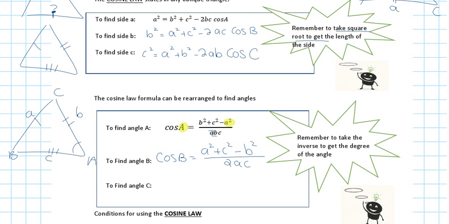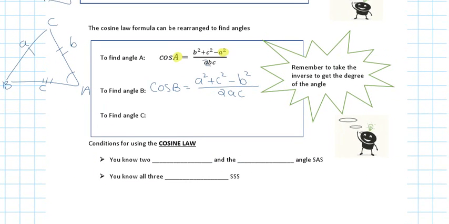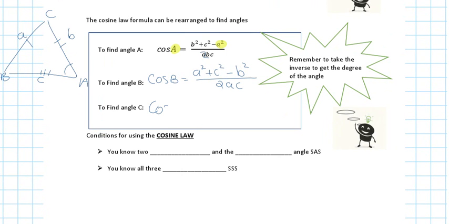And then, again, it's good that you know how to find these formulas because we might have different letters. Now, this is cosine C, which is, perfect. Now, in this case, I'm going to get cosine, right? So what do I need to do to find the angle? Invert. So remember to take the inverse to get the degree of the angle.